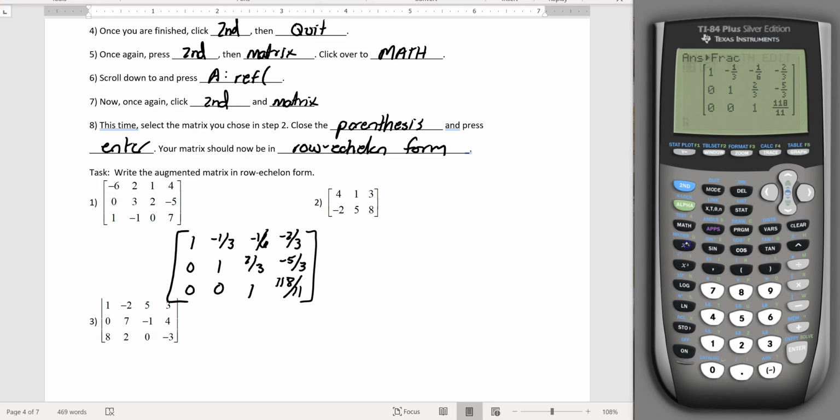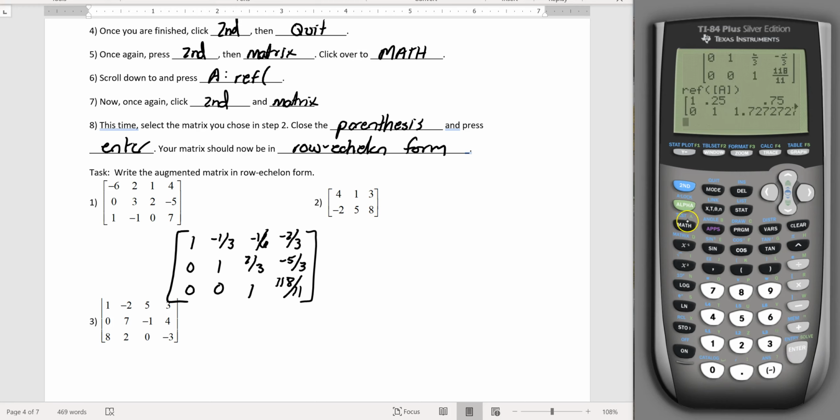So second matrix, we're going to do number 2 here. So let's edit matrix A to turn it into a 2 by 3, 2 rows, 3 columns. 4, 1, 3, negative 2, 5, and 8. Press enter. Excellent. Second, quit. So I'm going to go second matrix over to math. Go all the way down to letter A, R, E, F. Press enter. Second matrix. A is what I edited, so I'll press enter, close the parentheses.